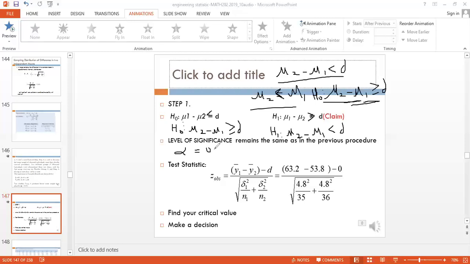0.05. And your test statistic, like you know, is stated here. But as I told you earlier, this is going to be 0. And then we've been given y1, we're also given y2, and we're given the variance of the population to be 4 and 8 respectively, and the sample size to be what? 35 and 36. So do the calculation for me. Find 63 minus 2 over the denominator 53.8. Calculate it for me. Let me have the answer.